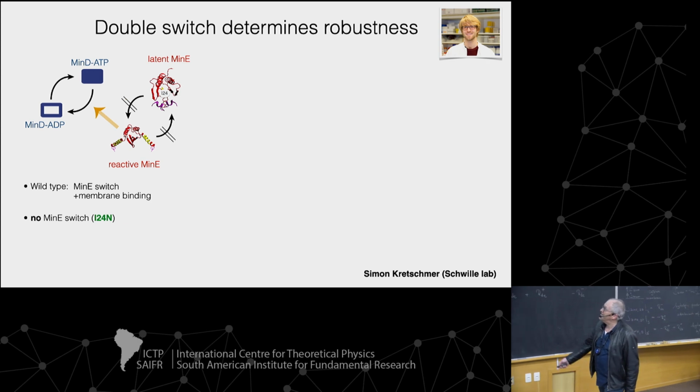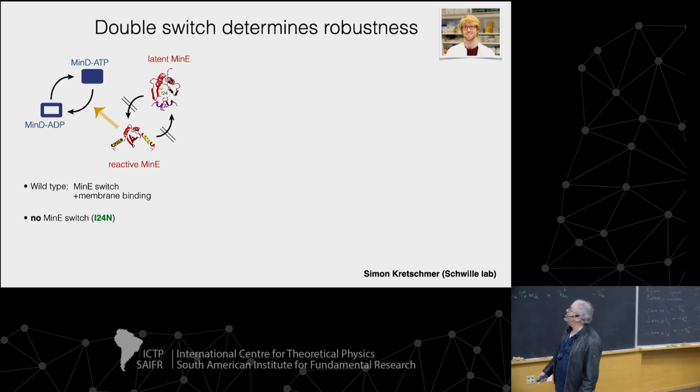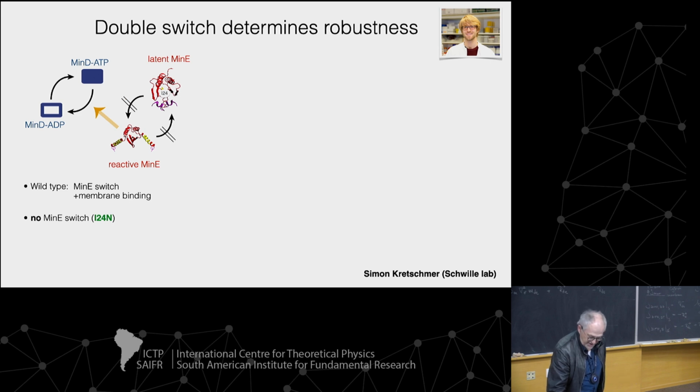Now, what he did, he made a mutant. They have names, don't worry. It's called L24N, and has no MinE switch. So it's able to modify the proteins such that they no longer open and close. There's a whole story on its own. It's their business. We trust them, what they do.